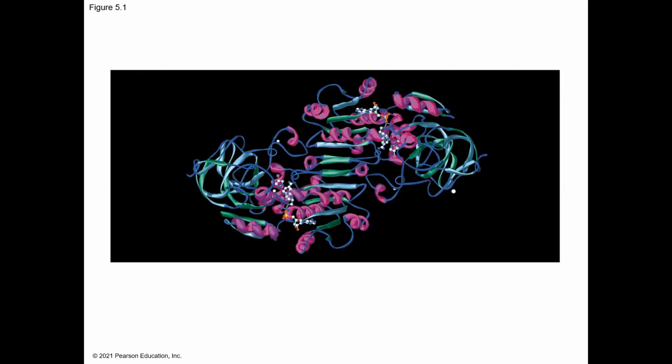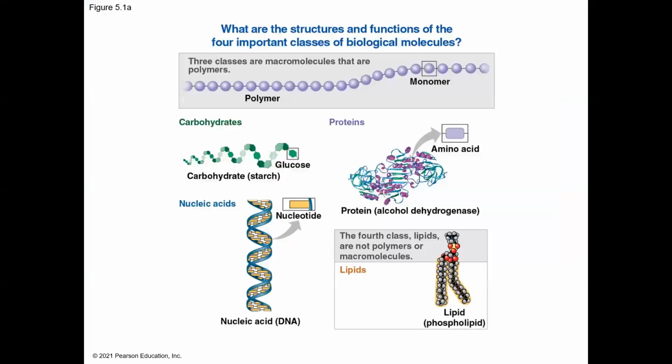But there are tons of macromolecules that exist. And so let's go over several of the different ones that we're going to cover in this chapter. Carbohydrates, proteins, nucleic acids, and the last group, lipids, are all of the four categories of macromolecules that we're going to go over and that you need to know about.